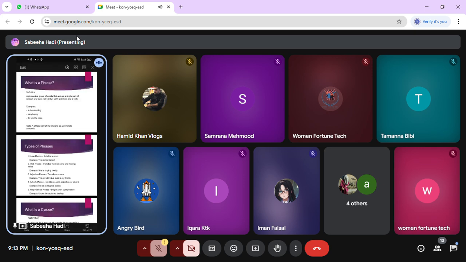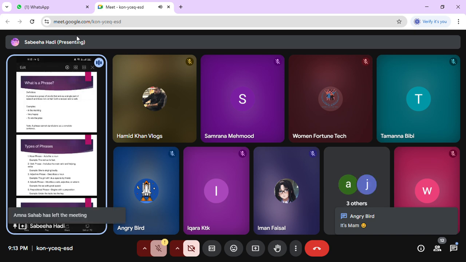Today our topic is about phrases and clauses. So first, what is a phrase? A phrase is a group of words that acts as a single part of speech and does not contain both a subject and a verb. Phrase is a group of words. It doesn't contain subject and verb.